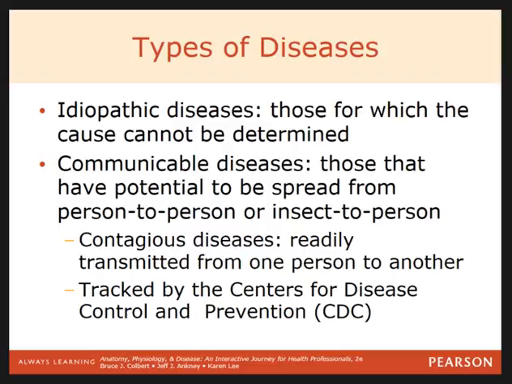Communicable diseases are those that have the potential to spread from person to person or through insect to person contact. So most recently in the news is the Zika virus. The Zika virus is a communicable disease that spreads from an insect to a person, and actually it's person to insect and insect to person. Contagious is readily transmitted from one person to another. And those are tracked by the CDC, or the Centers for Disease Control and Prevention.